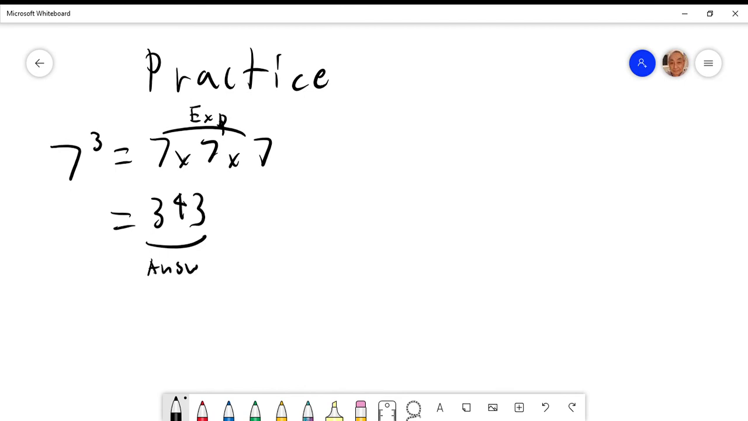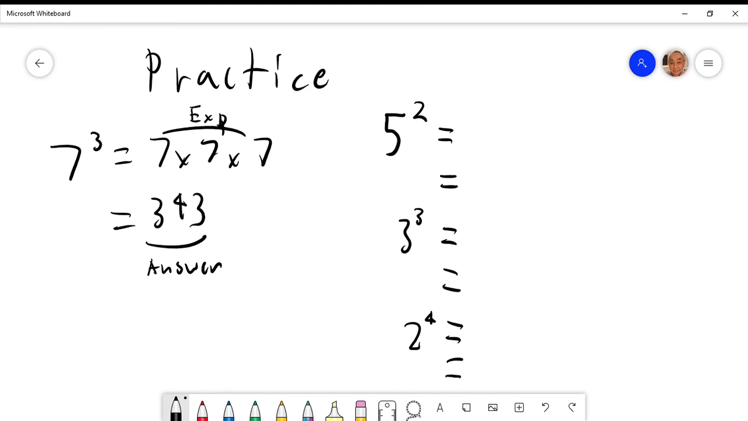Now, don't worry. The questions won't be nearly as hard as 7 times 7 times 7. They'll be simple questions. And yeah, these are the questions. So 5 to the exponent of 2. 3 to the exponent of 3. And 2 to the exponent of 4. So now, teachers, you can pause now to let your class do the questions.